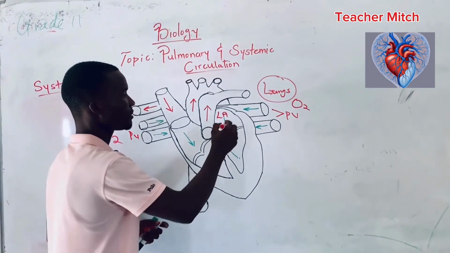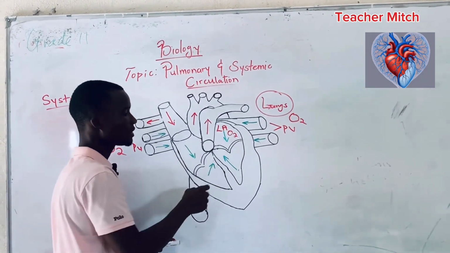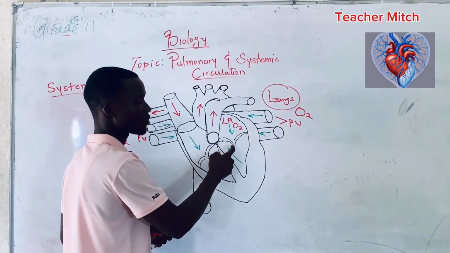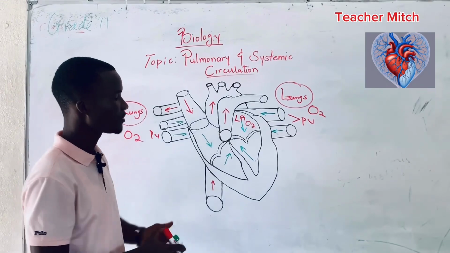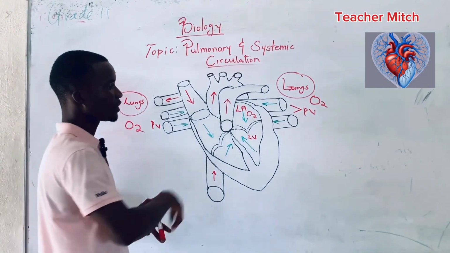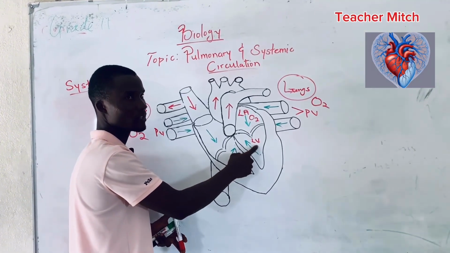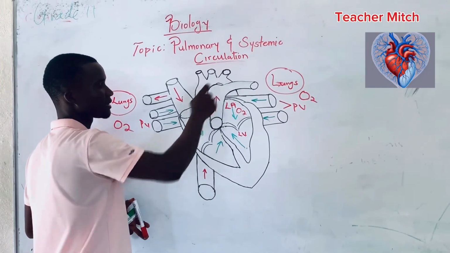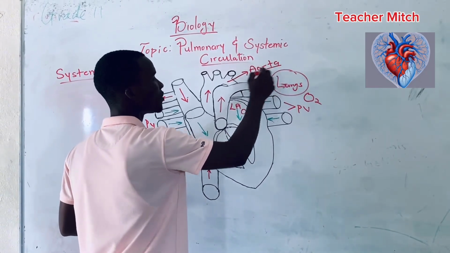When the oxygenated blood, the O2 blood, enters the left atrium, it then passes through another valve, similar to the valve higher up. But this valve is called the bicuspid valve. The bicuspid valve regulates the flow of blood between the left atrium and the left ventricle. The blood passes through the bicuspid valve into the left ventricle. From the left ventricle, the blood is pumped into the aorta. The aorta is responsible for transporting blood to all parts of the body.